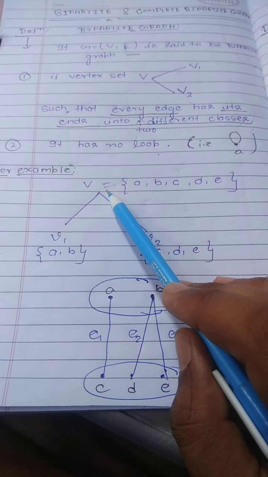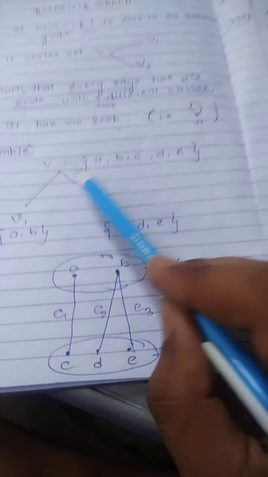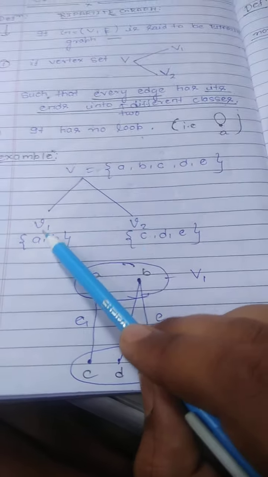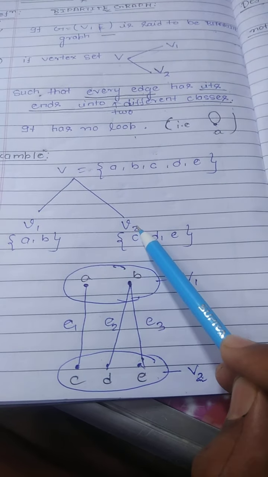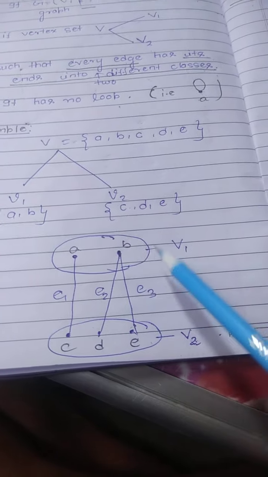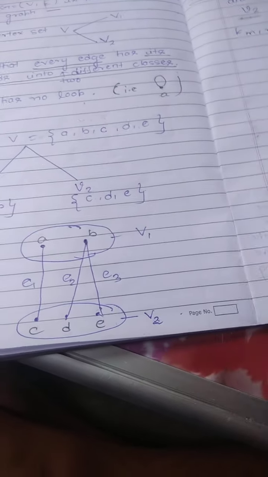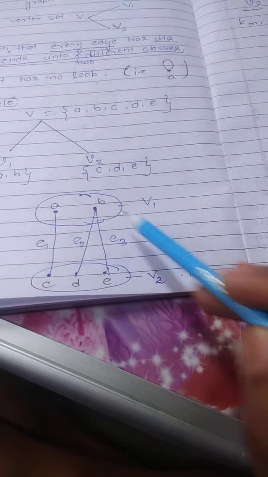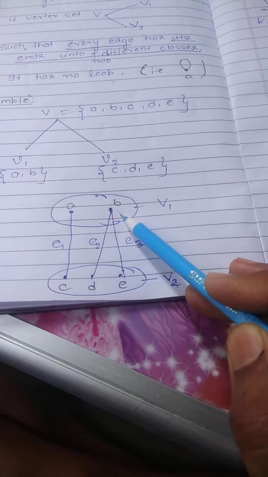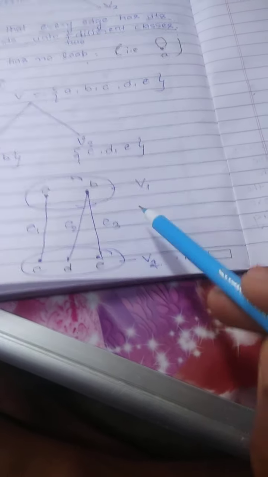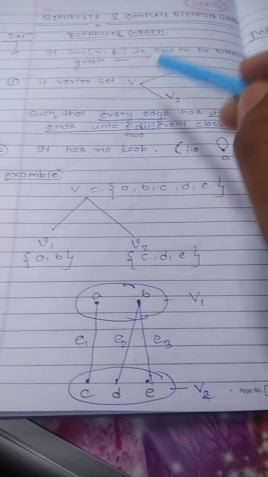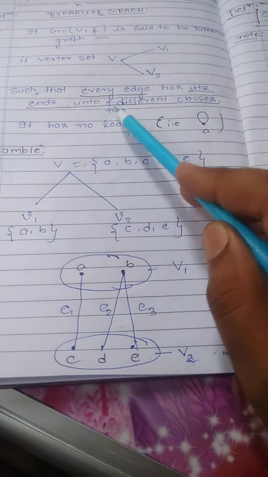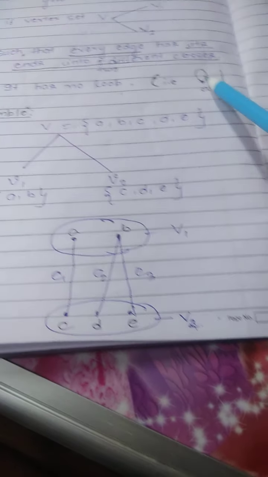Any vertex set is the collection of 5 vertices, and the vertex set is divided into two sets V1 and V2, where 2 vertices lie in V1 and 3 vertices lie in V2. Similarly, there are two classes V1 and V2, 2 vertices lie in V1, 3 vertices lie in V2. A graph is said to be bipartite if every edge has its ends in two different classes.